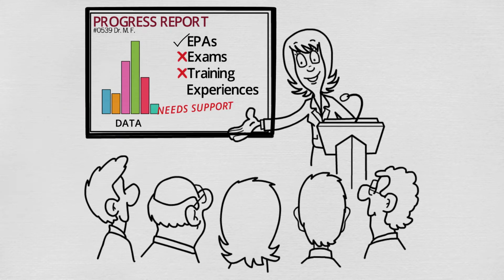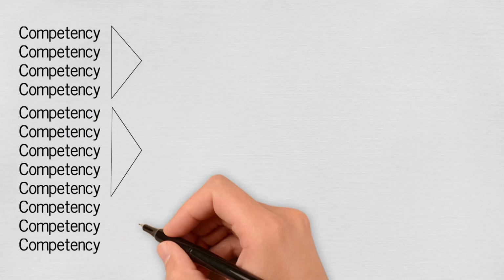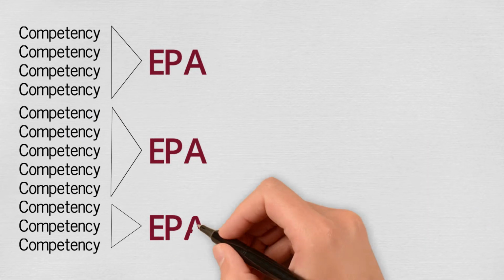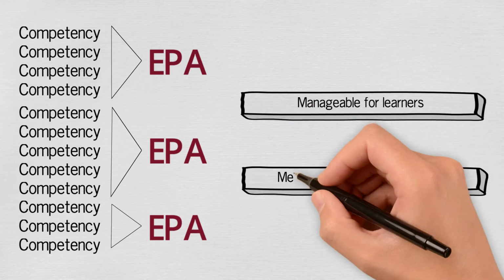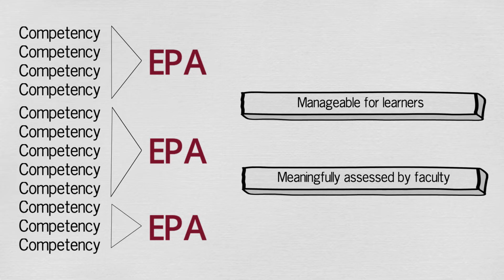Residents are to achieve and teachers are to ensure that the EPAs are achieved by the end of each stage of training. An EPA represents the integration of a large number of competencies into a manageable number of activities for learners, and also for supervising faculty to meaningfully assess during the training program.